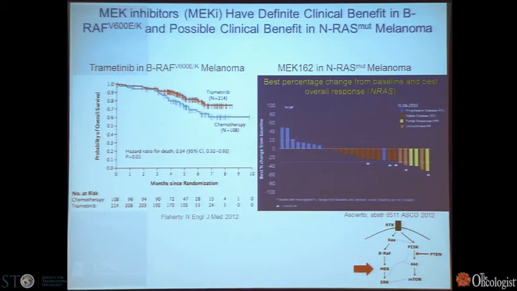MEK inhibitors are coming to the surface right now, and GSK is trying to get approval of a MEK inhibitor. This is a trial that showed that the MEK inhibitor in patients with B-RAF mutant disease is doing better than chemotherapy. We're beginning to see the effect of MEK inhibitors in N-RAS mutant disease.